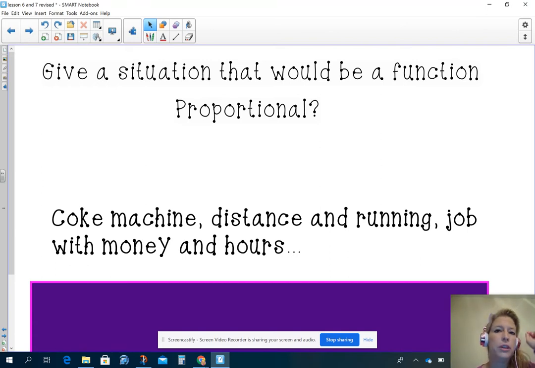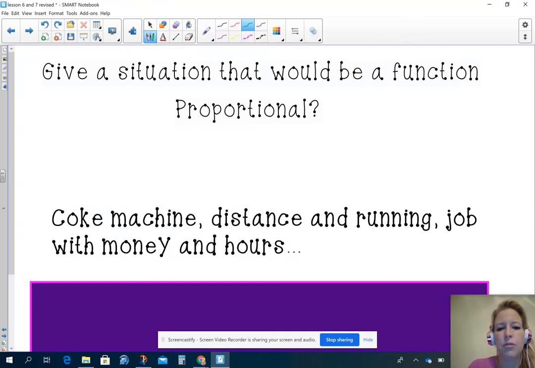I can't put $1 and get 2 Cokes. Well, that's happened before, but that's not normal, right? Okay, but that's the idea I want you to think about, is that it can't be a function if I put $1 and out comes 2 things.